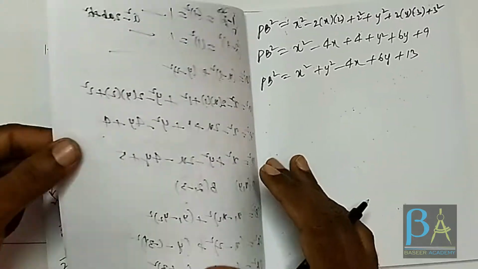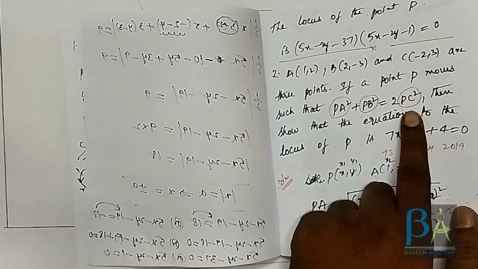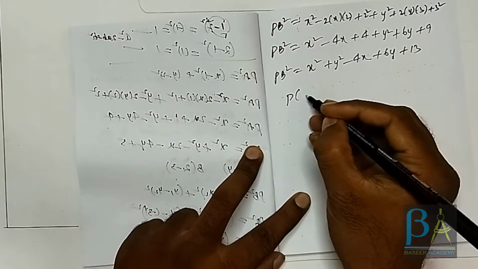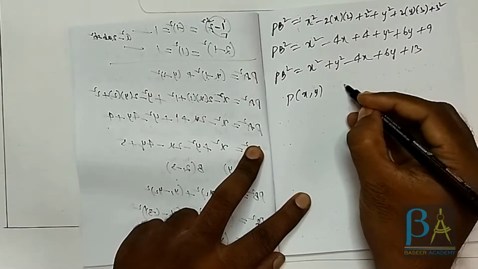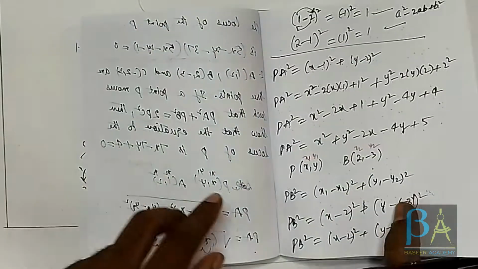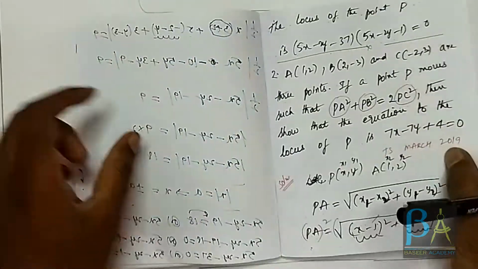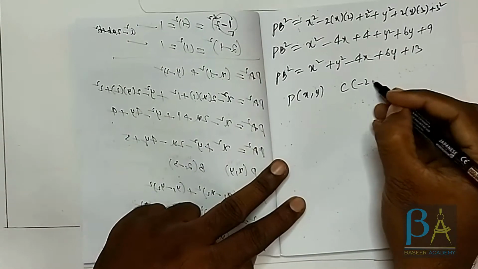In the same manner, let us also find out PC square, because obviously I would need the value of PC square here. So let me find out PC square. First let me write what is P. P, I took it as x comma y, and then what is C here? C is minus 2 comma 3.